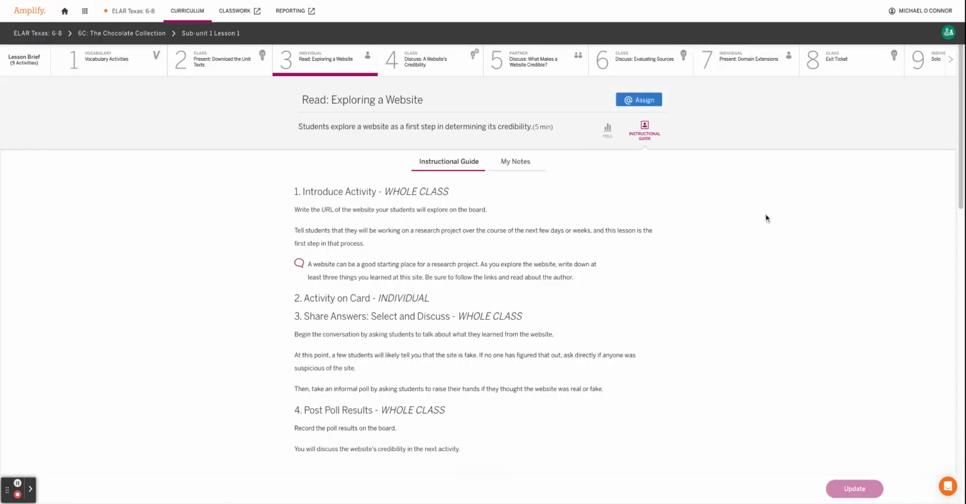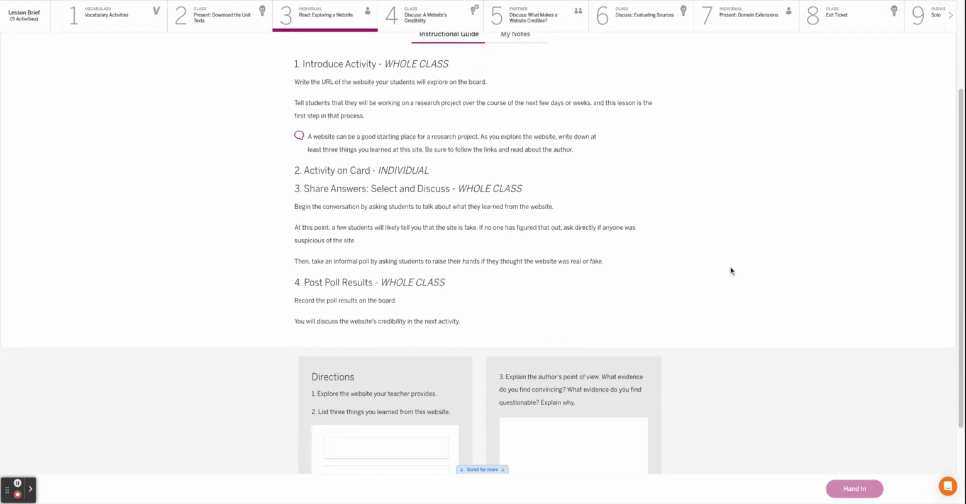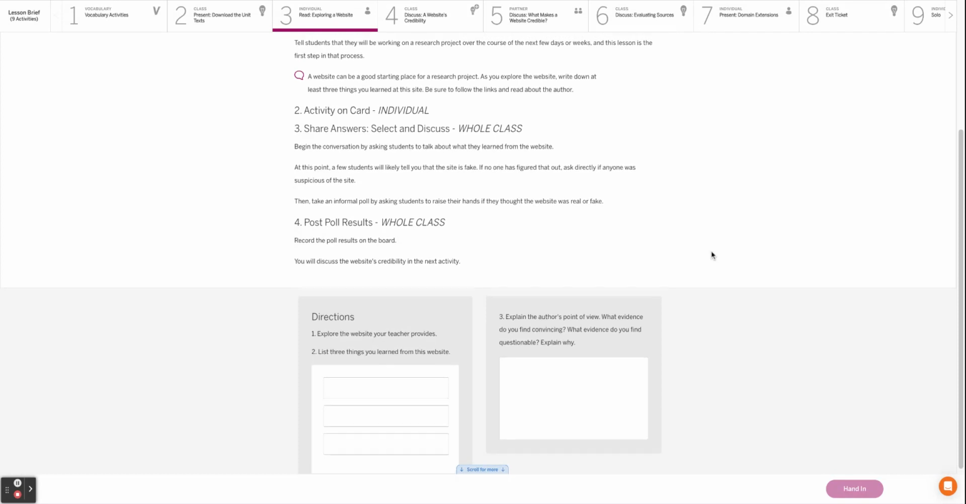Activity 3. We are going to take a look at URLs, and you will find that in your playlist. So a specific URL. What is a URL? Well, a URL is the address of a website. So it's what you type in your search bar to get to the actual website that you want to go to.